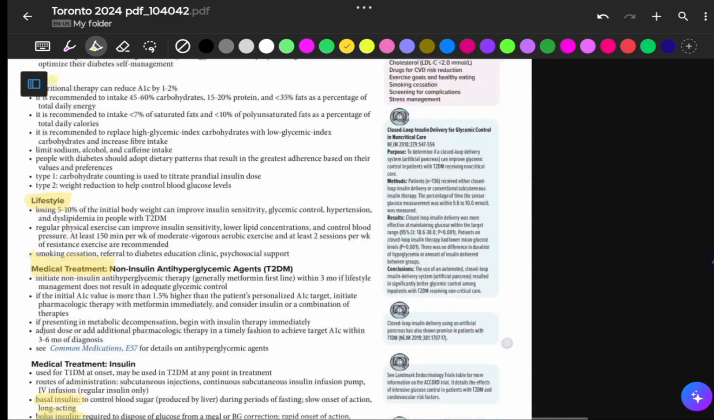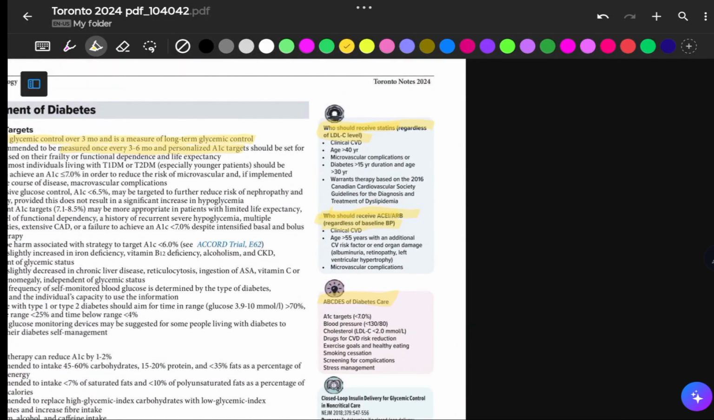Sorry. Okay. So just before we leave the slides, here it says who should receive statin regardless of the LDL cholesterol level. If a patient has clinical signs of cardiovascular disease, is over 40 years old, has microvascular complications, or has had diabetes for more than 15 years and is over the age of 30, this patient needs to receive statin regardless of the LDL cholesterol level.